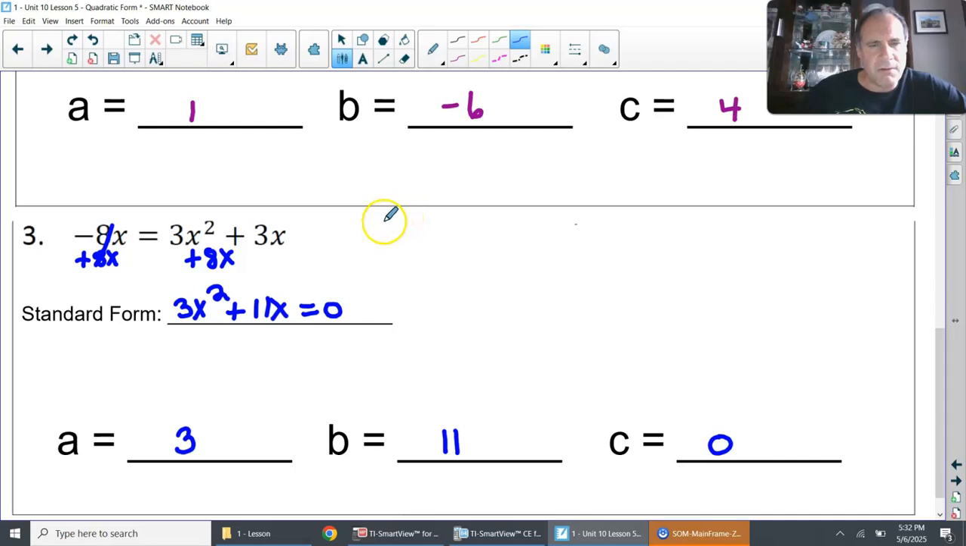If they asked you to put this in and use this in the quadratic formula, it would be negative b plus or minus square root of b squared minus 4ac all over 2a.